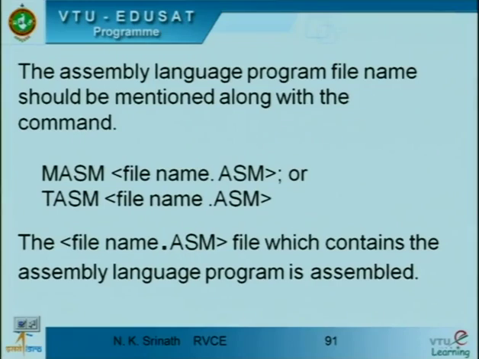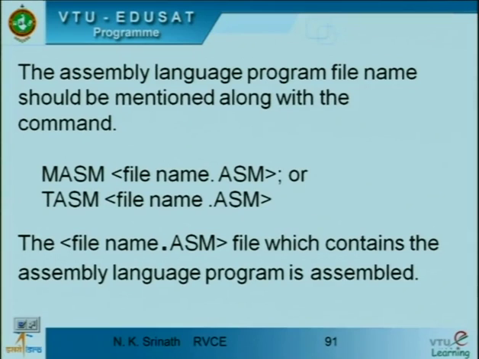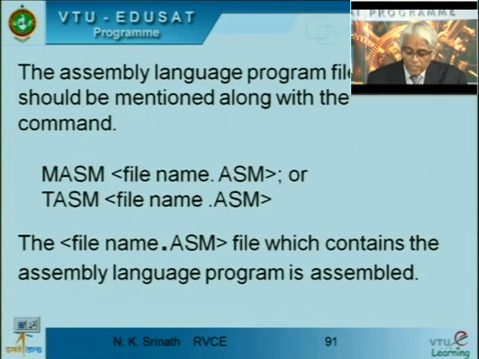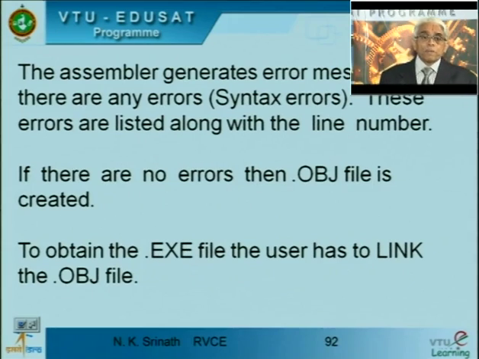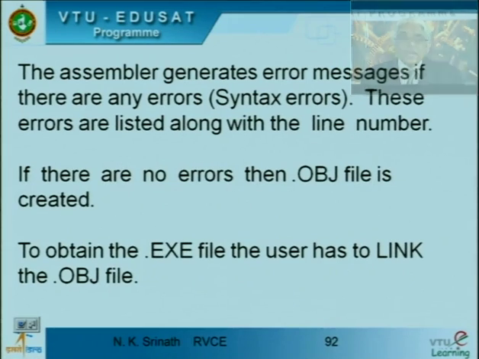We have MASM followed by the file name .asm. The .asm file is the file you have written using an editor, and when you press enter, it immediately generates the .obj file. The .asm file which contains the assembly language program is assembled and made available. The assembler generates error messages if there are syntax errors. These errors are listed along with the line number. If there are no errors, then the .obj file is created.